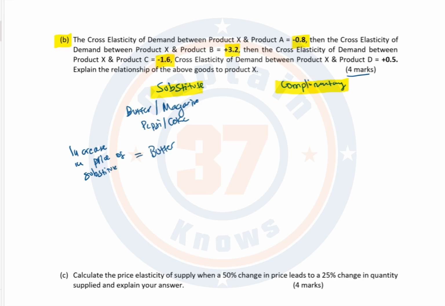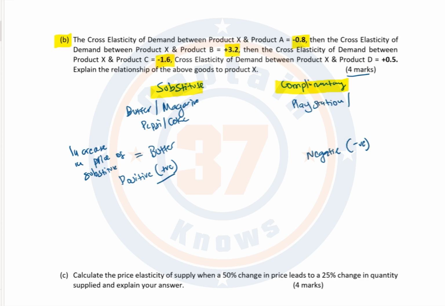Now, this is represented by a positive value. Always remember that. When there's a positive value, it means that we are talking about a substitute product. It therefore means that when there is a negative value, we're talking about a complementary product. A complementary product refers to a type of product which cannot be used by itself, but it is used in conjunction with another product. So for example, you have got a PlayStation.